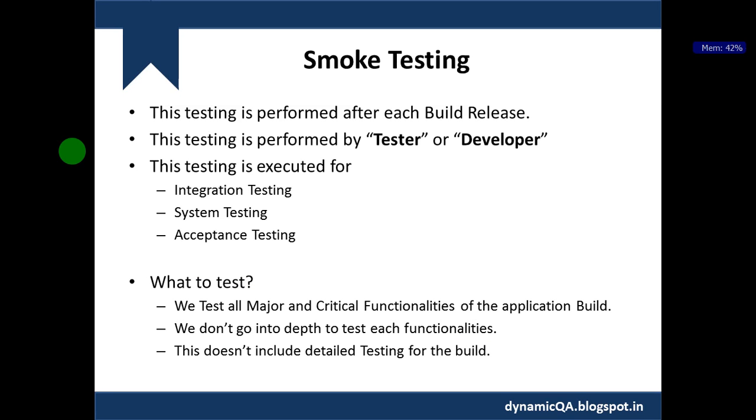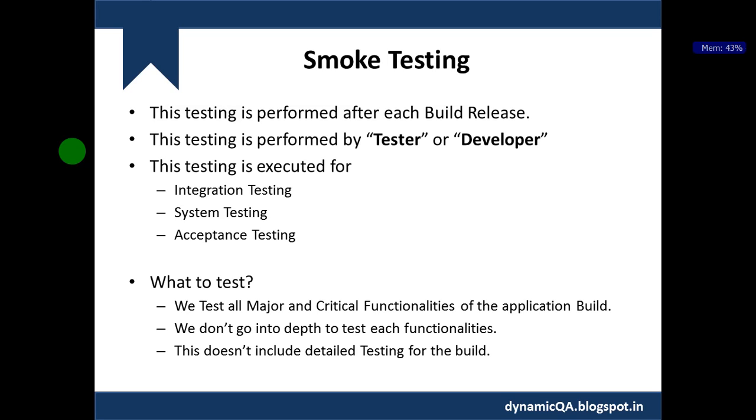We know that software is released build by build. The entire software is divided into components, and these components are released one by one to the testing team. Each component is a build, right? So a build has certain functionality associated. In smoke testing, whenever a build is released, we perform testing for the major functionalities.